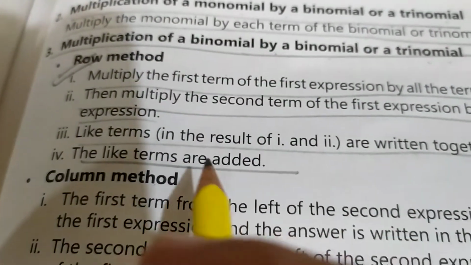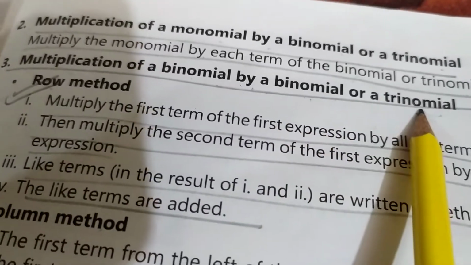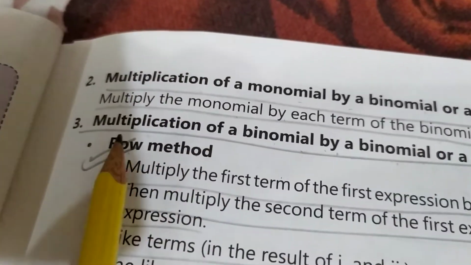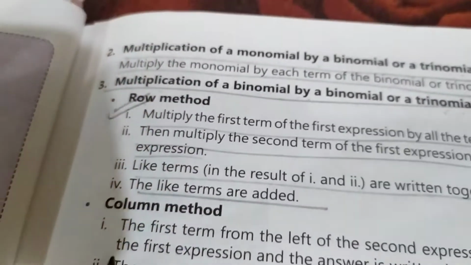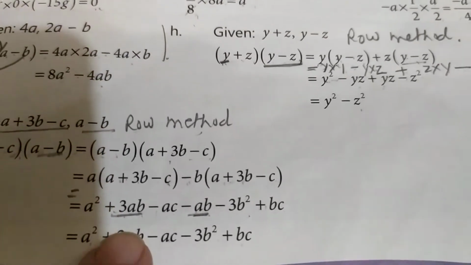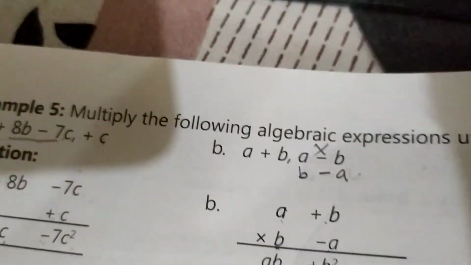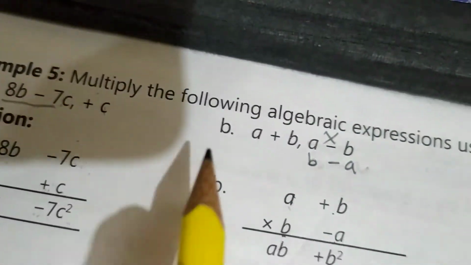Yes, students. Multiplication of a binomial by a binomial or a trinomial. There are two methods. First is row method and second is column method. The question which we have just now done is by row method. Rest of the examples are by column method. See how we do column method.